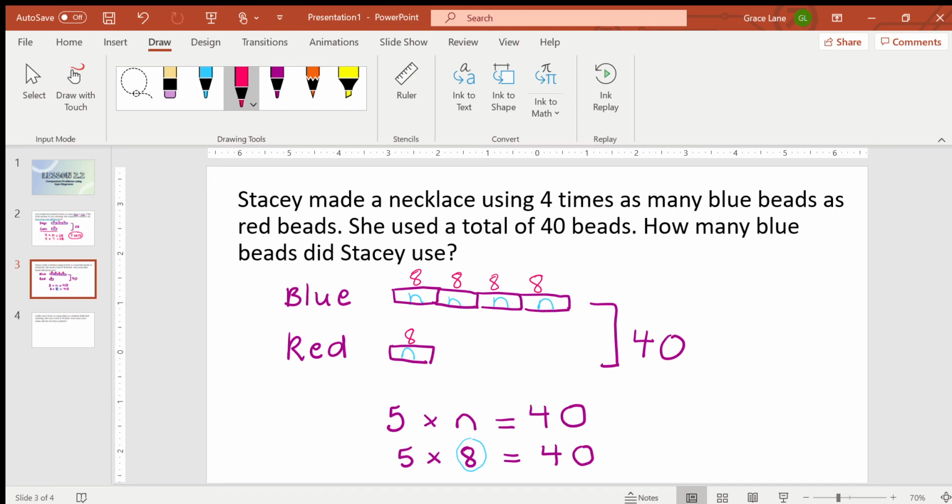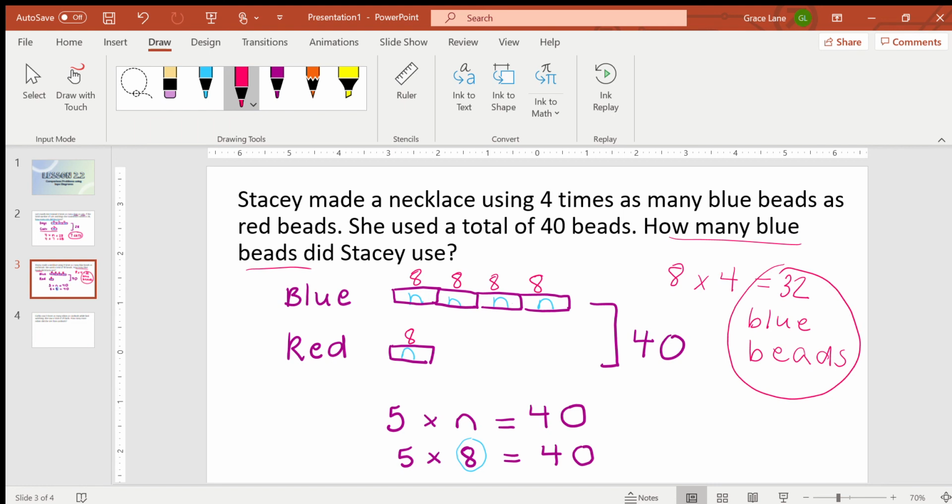The red only has 1, so I know right now that there are 8 red beads, but the question says how many blue beads are there? Since there are 4 eighths in line for blue beads, my multiplication sentence was going to be 8 times 4 equals something, and that's going to be my answer. I know that 8 times 4 is 32, so I know that there are 32 blue beads. And that's the final answer.